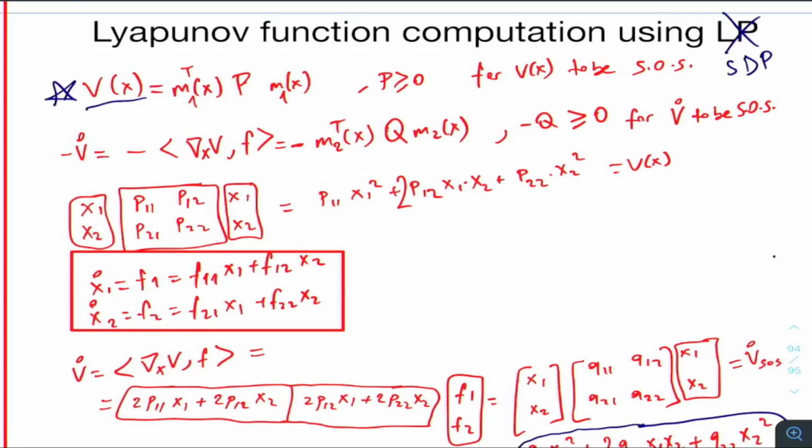Let's look at what m1 is. m1 is the basis function. Normally you would start from 1. By the way, 1 kind of means x to the 0. And let's say we have only x, a one-dimensional system, and that means x to the 1. x squared means x to the power of 2, and so on.